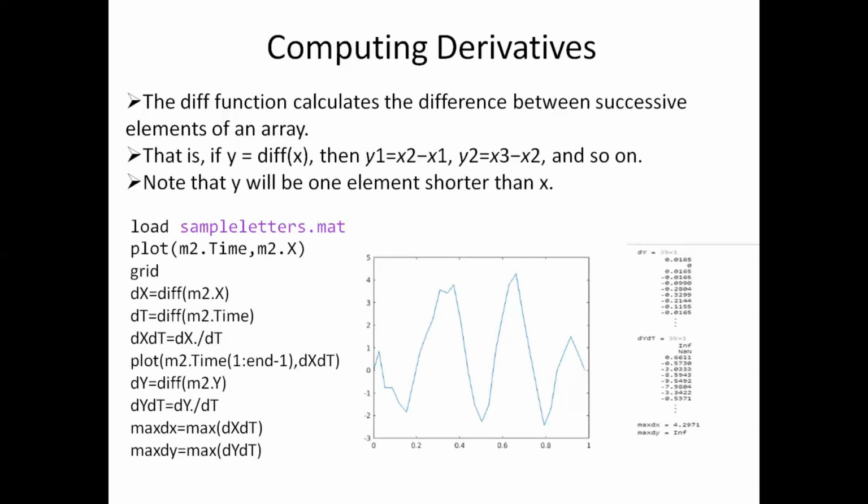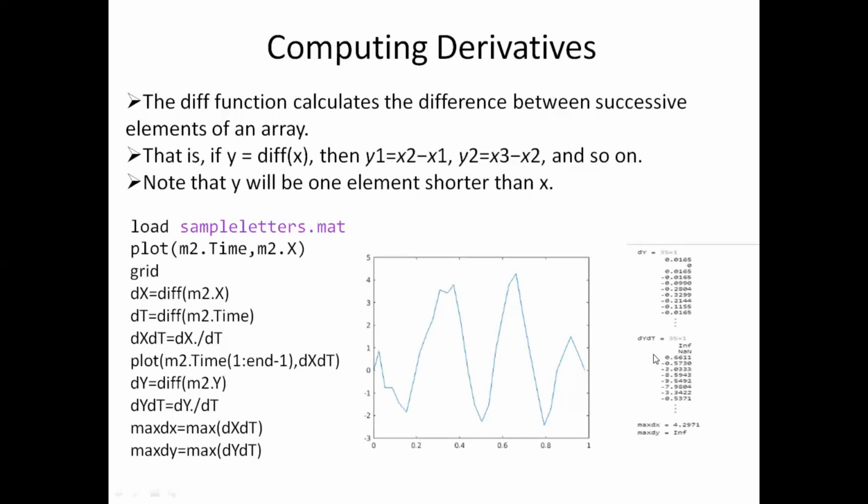Okay, then I can also calculate the maximum value of dx by dt and the maximum value of dy by dt, meaning the maximum slope in x position and the maximum slope in y position. So I can make this computation. Here you can see the output given by this program is also displayed.